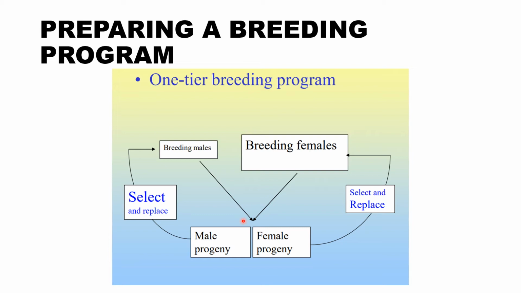Then, titignan mo yung mga factors in selection, kung maganda ba yung characteristic, wala bang defects. So, pag nakapili ka na, then pwede mo nang i-replace itong mga breeding males mo and breeding females mo when it comes to the time na unproductive na sila. So, yun yung one-tier breeding program na tinatawag.